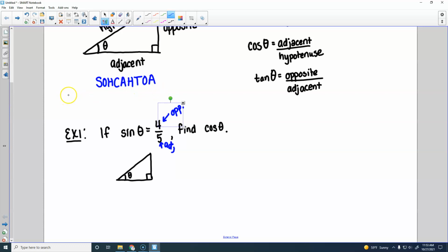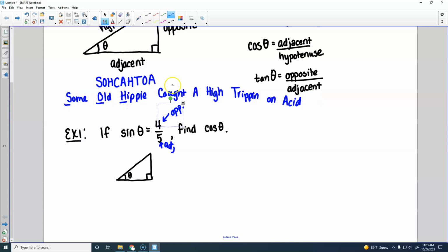I also have done before some old hippie caught a high tripping on acid. Don't even know if I should be writing that one down, but SOH, sine, opposite hypotenuse; CAH, cosine, adjacent hypotenuse; TOA, tangent, opposite adjacent. So that's one that you can use.